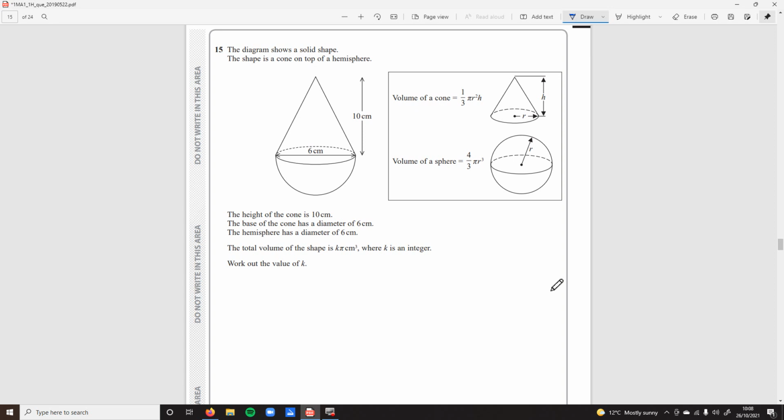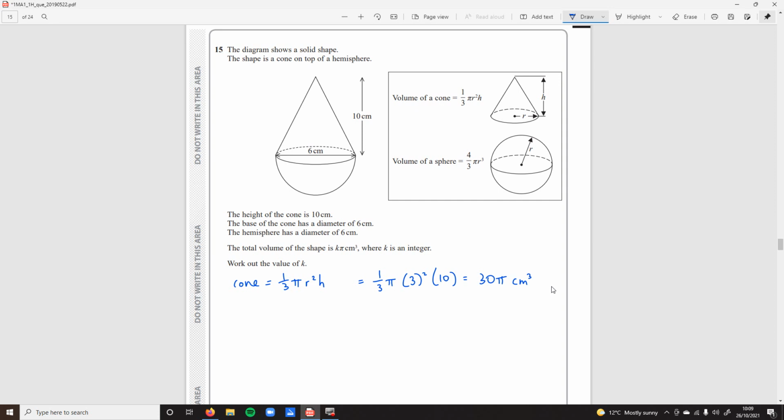Okay, so I basically just got to work out the volume. So the cone, 1/3 pi r squared h, 1/3 pi r squared, so 3 squared times by 10. So 3 squared is 9, and 1/3 of 9 is 3, so 30 pi centimeters cubed.